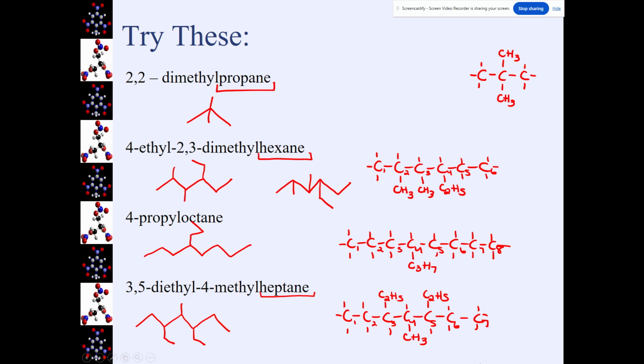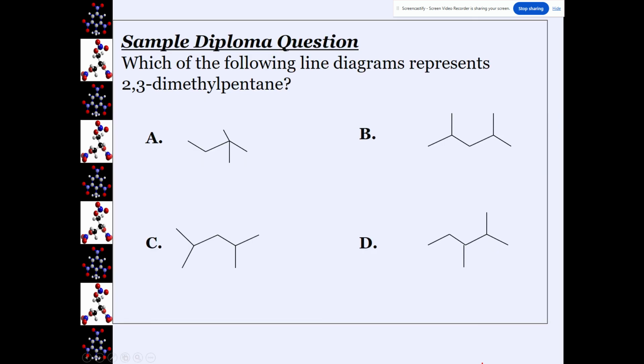Okay? All right. Now, here is a sample diploma question. Which of the following line diagrams represents 2,3-dimethylpentane? So when I see a line diagram, I always take my pen, identify my carbons, and name it, and see which one matches. Okay? The first one, for example, there's only 4 carbons in the parent, so it's not even a pentane, it's a butane, so it can't be that one. This one has 5 carbons, but the methyl branches are on 2 and 4. We want them on 2 and 3.